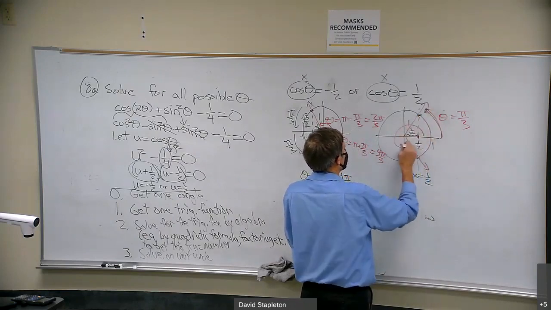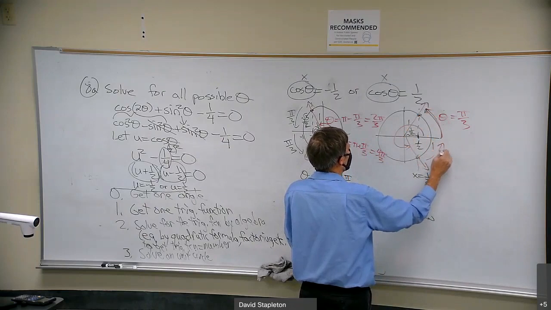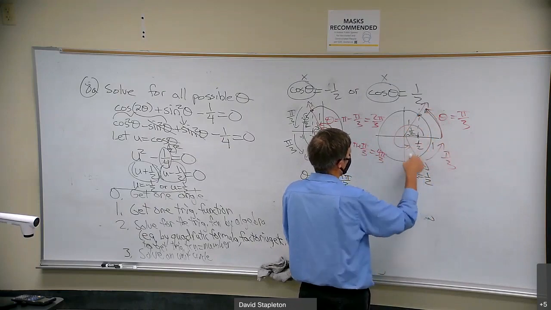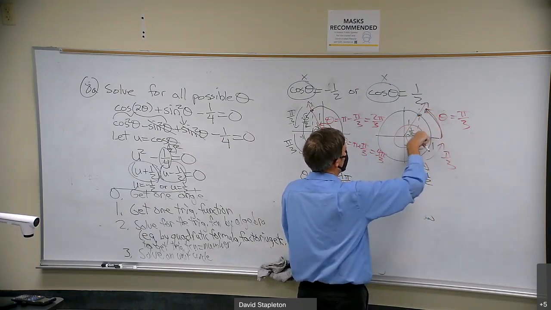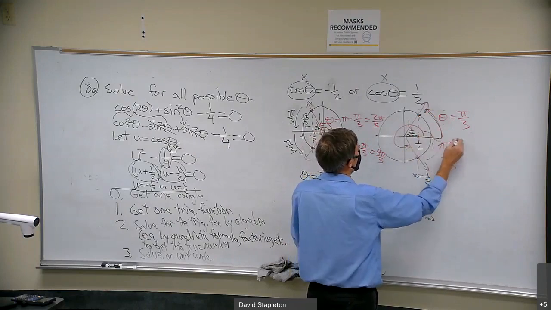Then you can have this one. By symmetry, this angle must also be pi over 3. It also goes over half a unit and 1 out here. So I have 2 pi back up pi over 3 for this angle.